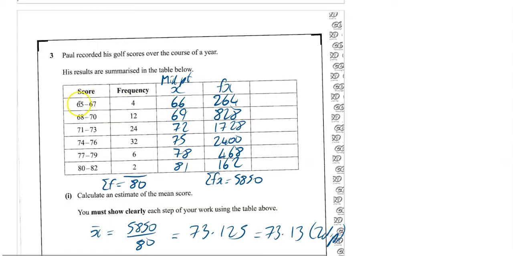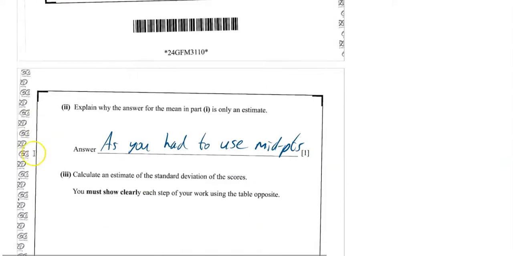So all 4 potentially have scored 65. Some of them maybe have scored 65, some scored 66, some scored 67. All of them maybe have scored 67. We do not know, so we're having to guess or estimate that everyone in this class interval scores 66. Likewise, everyone in this interval scores 69, and so on.